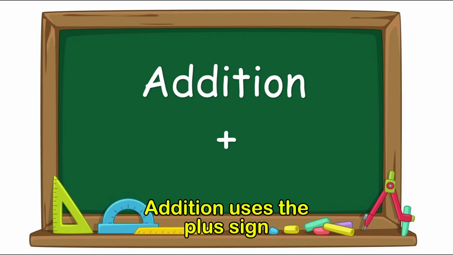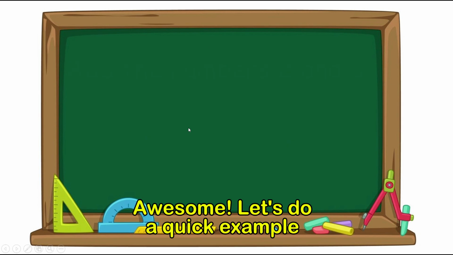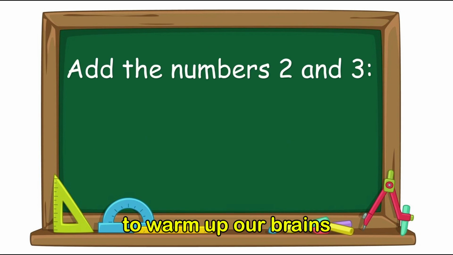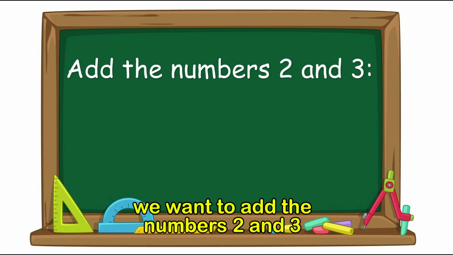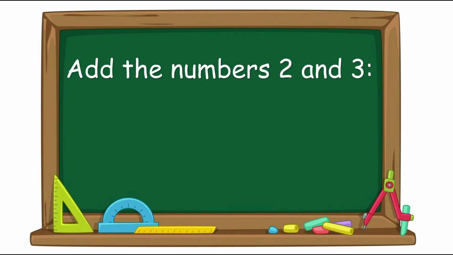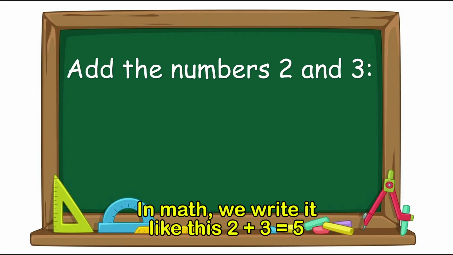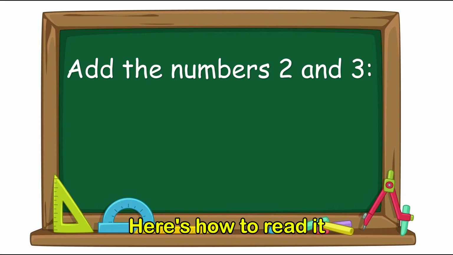Addition uses the plus sign to add two numbers together. Awesome! Let's do a quick example to warm up our brains. We want to add the numbers 2 and 3. In math, we write it like this. 2 plus 3 equals 5. Here's how to read it.